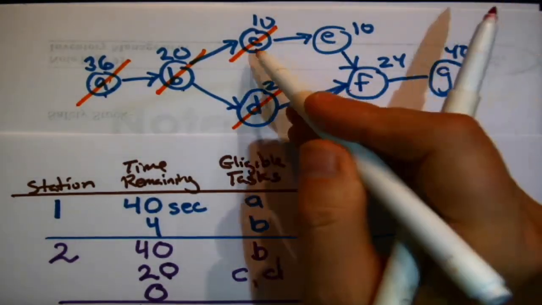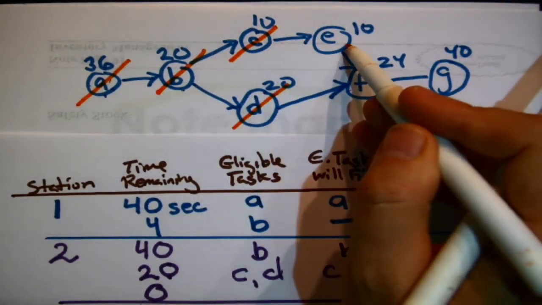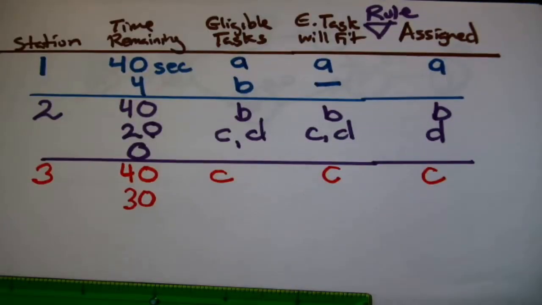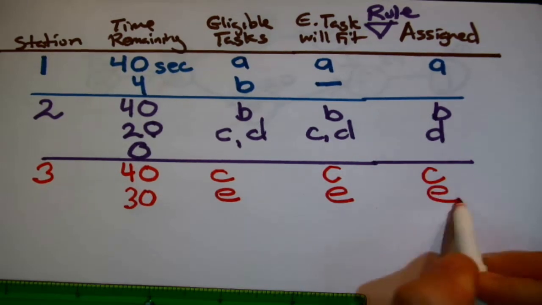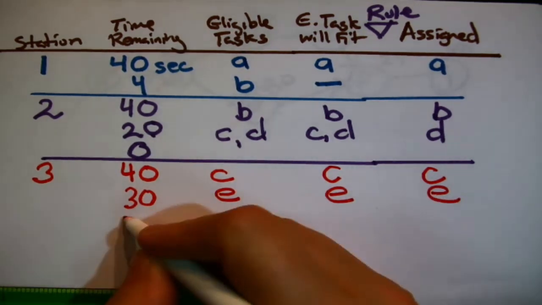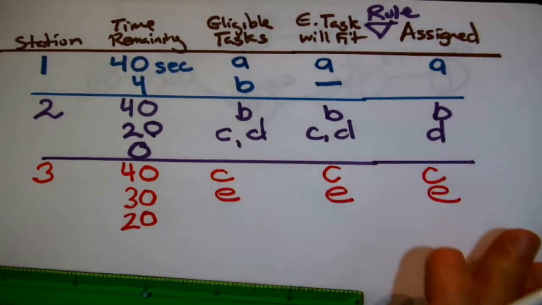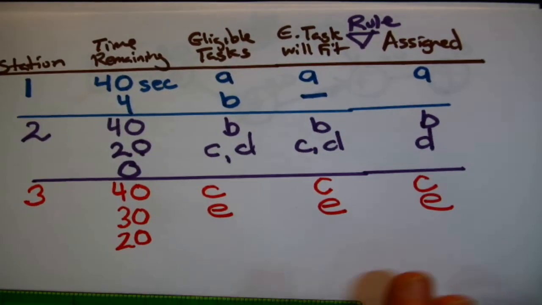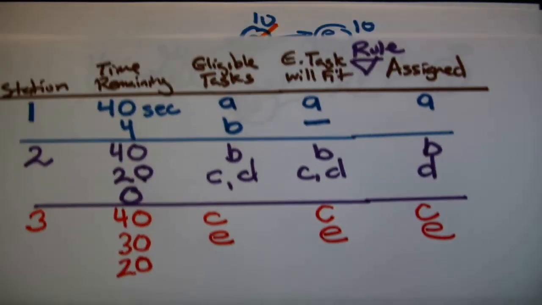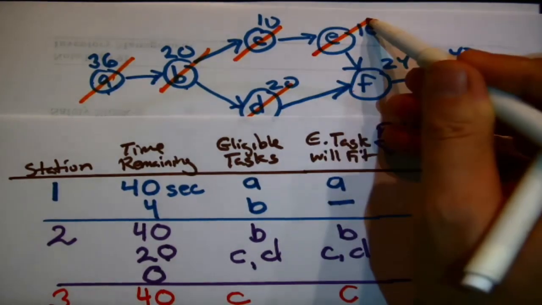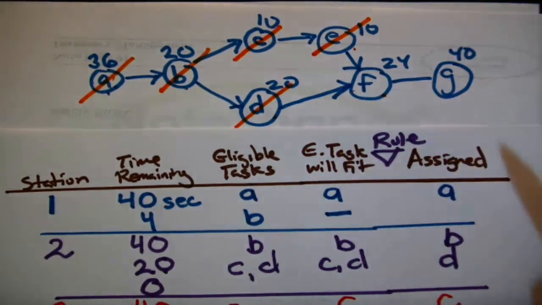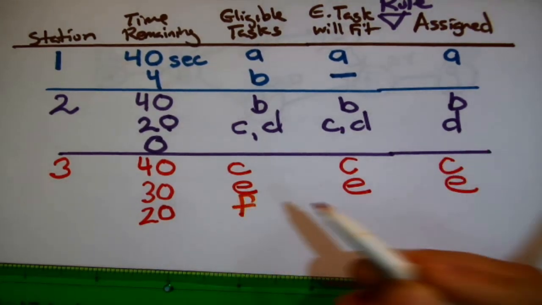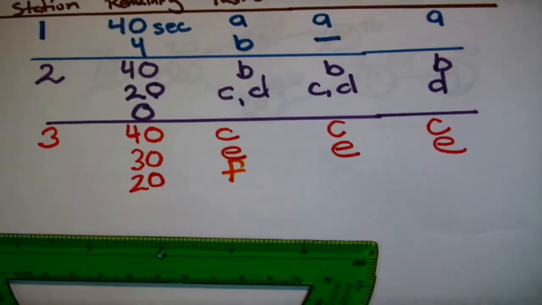So we have 30 seconds left. Let me mark it off. At the point that it's finished, E becomes eligible. Okay. E is eligible. It's only 10 seconds long. It'll easily fit, so it automatically gets the assignment. It's the only choice. Here at this third workstation, we are now down to 20 seconds. Oh, and F finally becomes eligible because D is done and E is done.